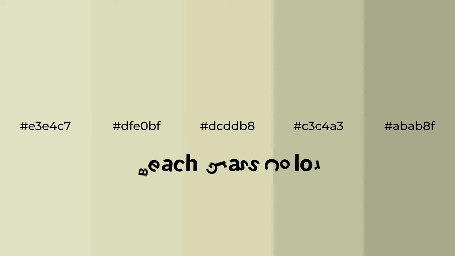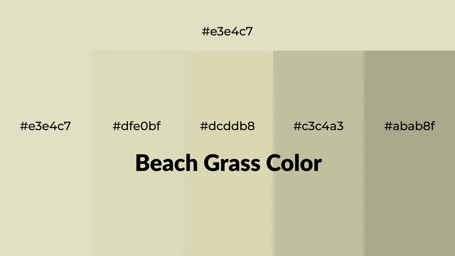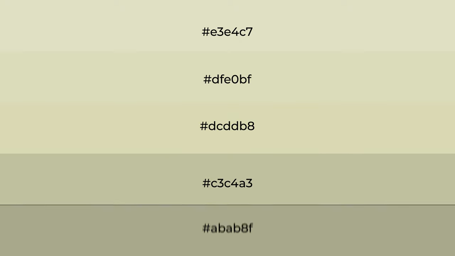Warm shades of beach grass. Color with yellow hue for your next project. To generate tints of a color, we add white to the color. And tints create light and exquisite emotions.